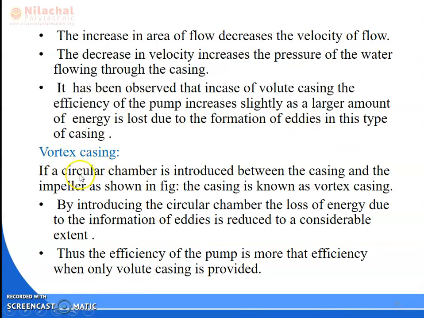What is a vortex casing? A circular chamber introduced between the casing and the impeller is known as a vortex casing. The casing shape is circular. By introducing this chamber, loss of energy due to formation of eddies is reduced to a considerable extent. Thus the loss will be minimized and the efficiency will be increased as compared to your volute casing.